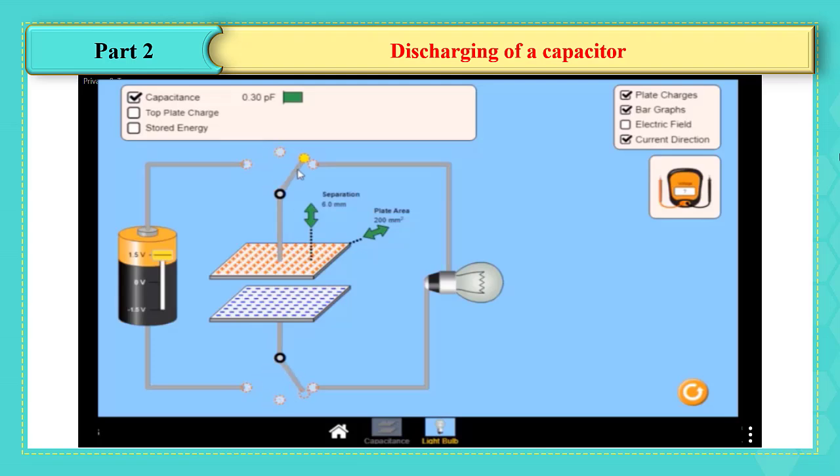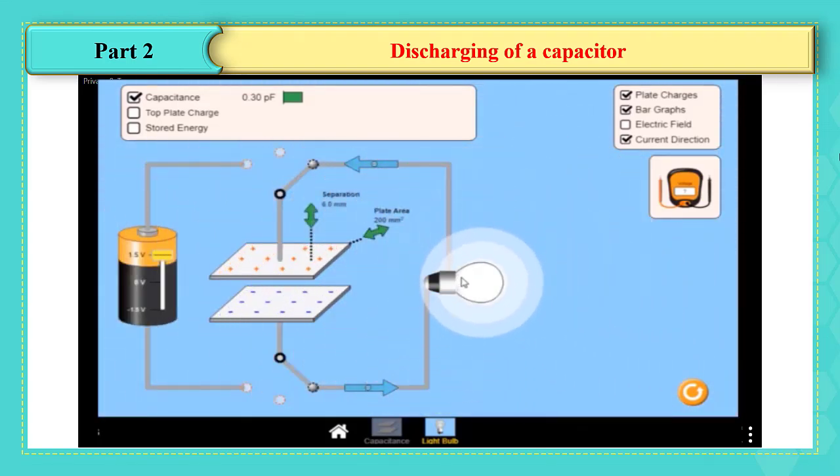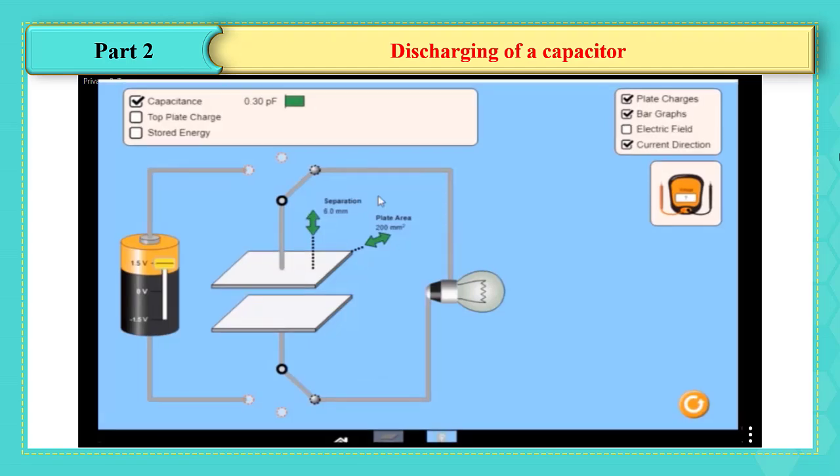When I put the switch in this position, as you will see now, the electrons will move from the negative plate to the positive plate through the lamp, and this will make the light bulb turn on. At the end of the discharging process, the voltage of the capacitor will be equal to 0. I am going to repeat it another time. I am going first to charge the capacitor, then turn the switch to this position in order to discharge it again.